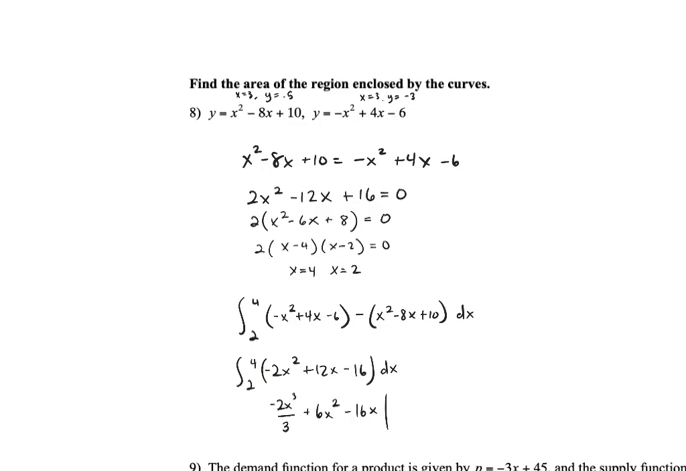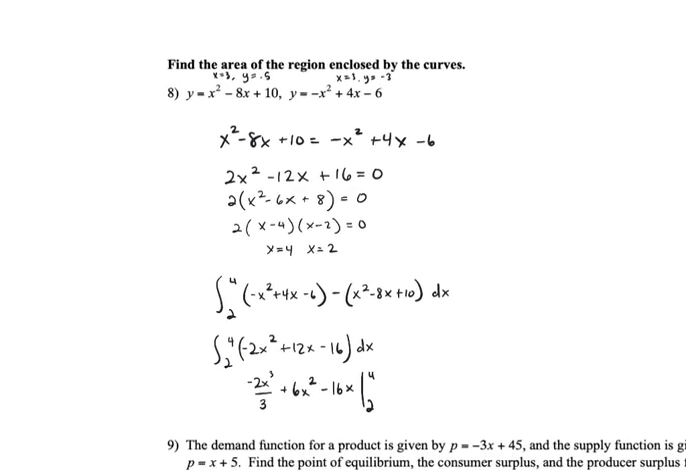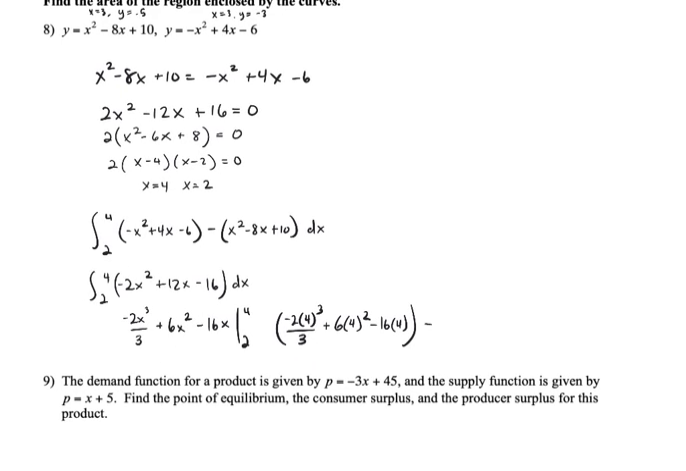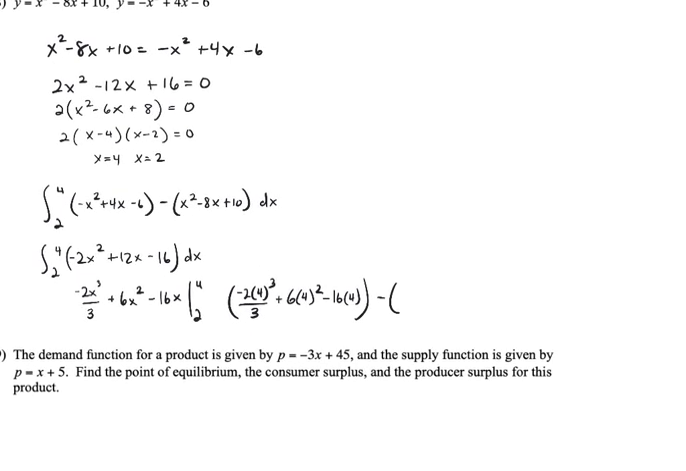And then we apply the bounds of integration. So plug in the upper bound first. So that's going to become negative 2 times 4 cubed over 3 plus 6 times 4 squared minus 16 times 4. That's the antiderivative at the upper bound. Now we subtract the antiderivative at the lower bound, which is 2.